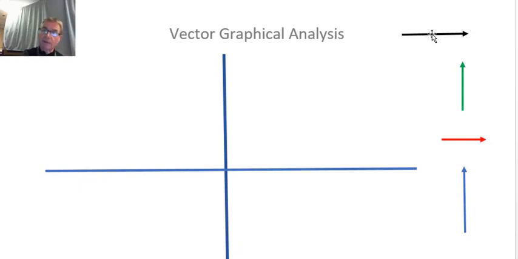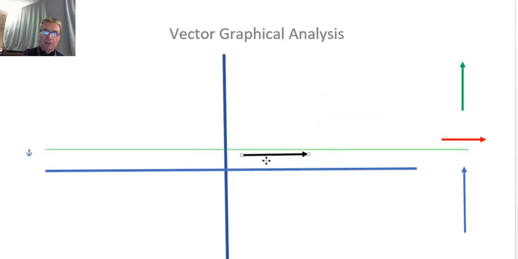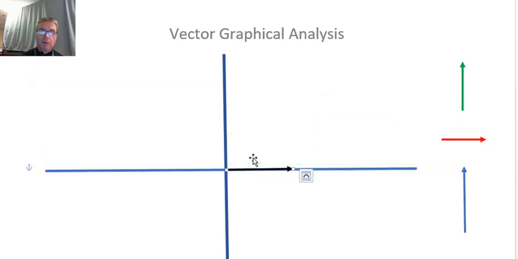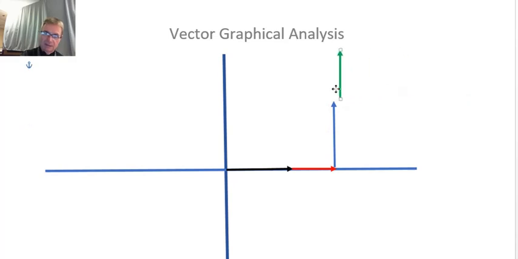Well, let's start with the black one. And again, we have to go tip to tail. The tail always starts at the origin. All right, tip is out here. So black, and now I'm going to add both of the x-coordinate vectors together first. So black and red. Again, tip to tail over here. I'm going to add this one over here. Again, it's tip to tail. And my green one is tip to tail. And what have I got?